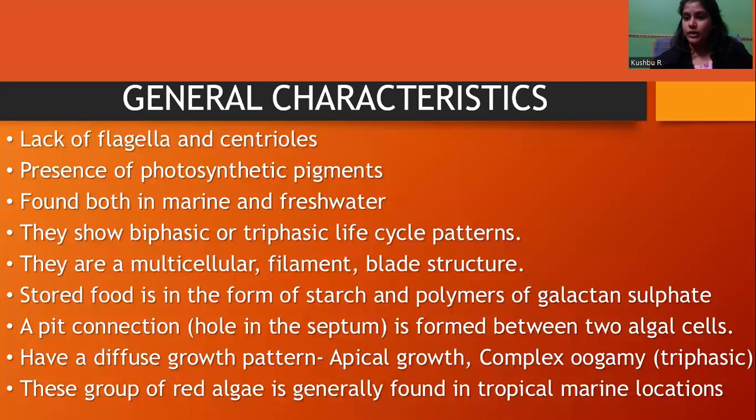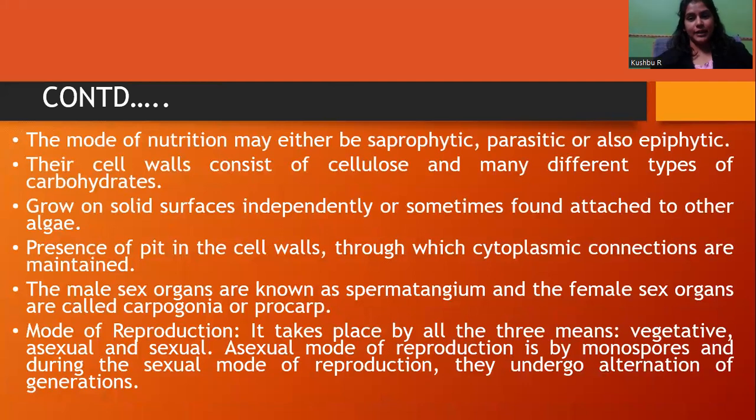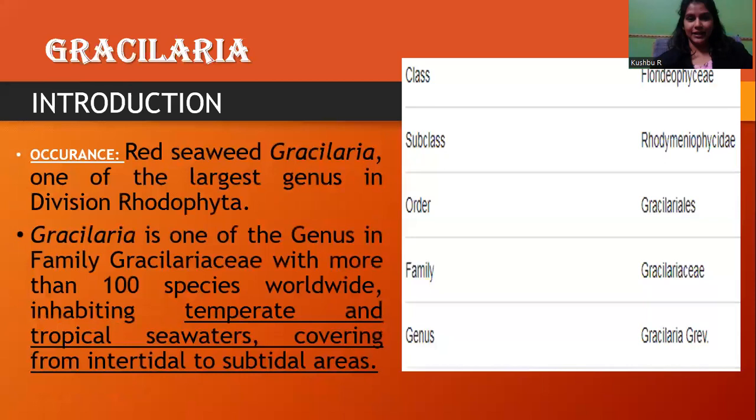One such very important pigment would be phycoerythrin, which makes it red in color, and there are many accessory pigments accompanying it. They are believed to be saprophytic, parasitic or epiphytic in nature. The cell wall is made up of cellulose and the reserve food material is starch. They show sexual reproduction by the production of gametes. They are generally oogamous, where the female and male gametophytes are completely unlike.